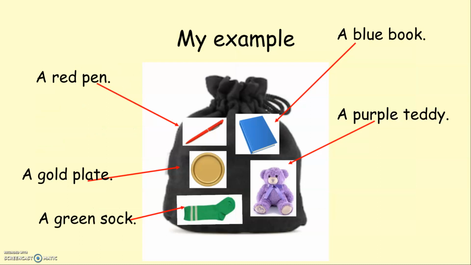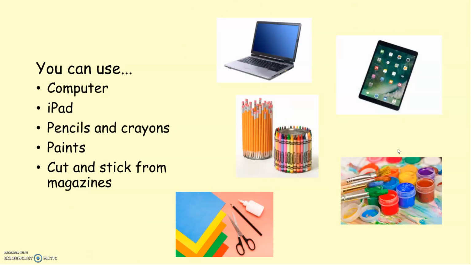So here's Miss Megan's. So in the sack, the bad man stole a red pen, and I've drawn an arrow to the red pen, a blue book, a purple teddy, a green sock, and a gold plate. 1, 2, 3, 4, 5. 5 items, and I've described them all with a colour, my colour adjective, okay? So this is what your work is going to look like.